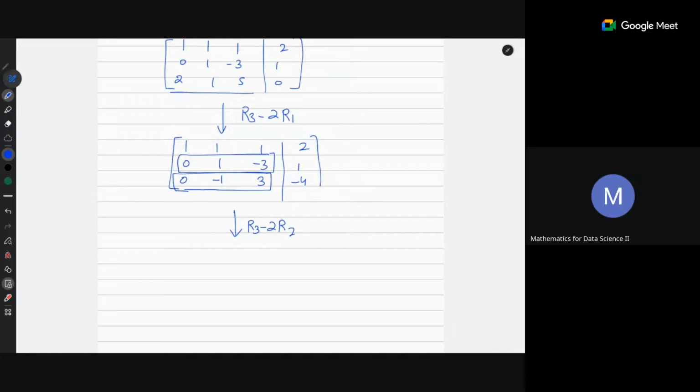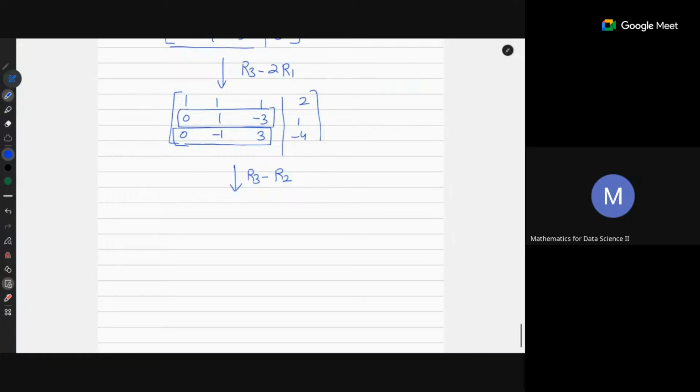Sorry, R3 minus R2. Okay, so you do that, and what will you get? You will get 1, 1, 1, 0, 1, minus 3. The first two rows remain as they are. The third row becomes 0. It should be R3 plus R2. Yes, sorry, thanks. So we will get minus 3 over here.